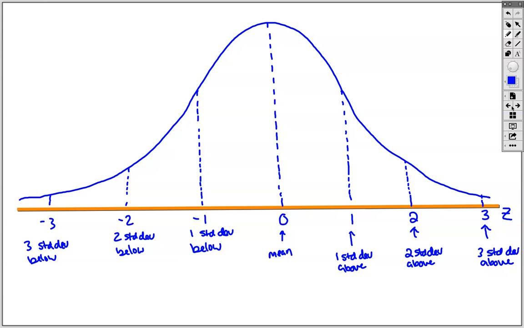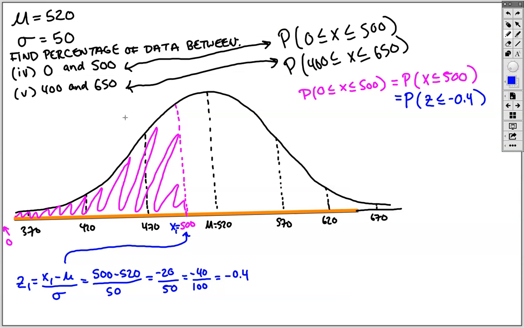That's what it is. Now, back to our problem. We standardized this 500, and we said that the percentage of the data that lies between 0 and 500 is the same as the probability that the score is between 0 and 500. And we said, okay, since 0 is the lowest, it's the same thing as saying the probability that the data is less than a score of 500. And then we standardized the data, and we said, okay, 500 is the same as this z right here. It's the same as negative 0.4.